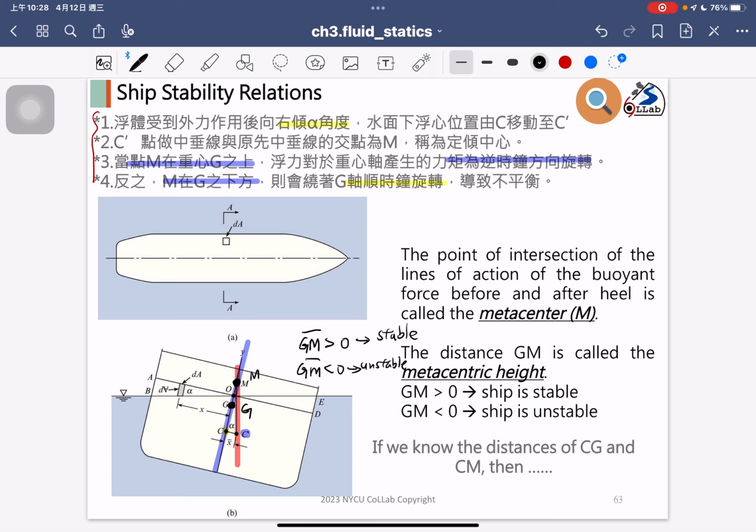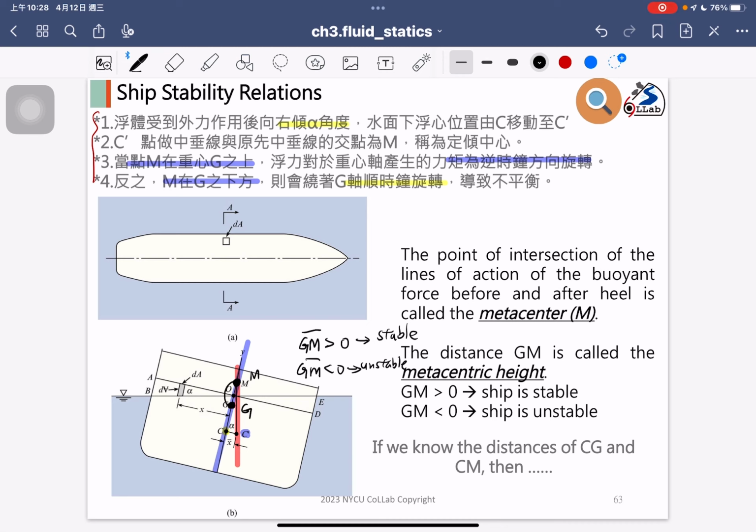Okay, so the GM distance is our good indicator to predict the ship stability. So we just consider how large the GM distance is. If the GM is positive or GM negative, we can say the stable or unstable status. So if you go back to see, the GM distance is this one, right?